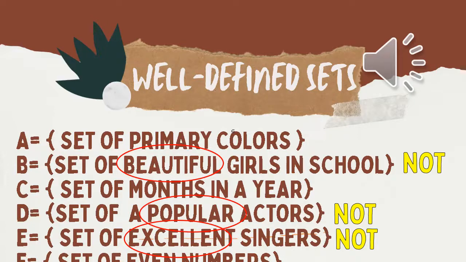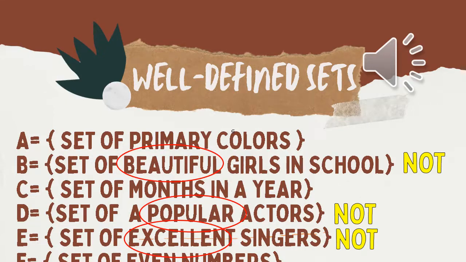Now, how about the set D? Is it a well-defined set? No. Set D is not a well-defined set because of the word popular. Okay? Because set D, set of popular actors, we cannot identify. Okay? Because for us, individually, we have our own popular actor. Meron tayong kanya-kanyang paborito. Okay? Sa atin ay sikat. So, set D is not a well-defined set.